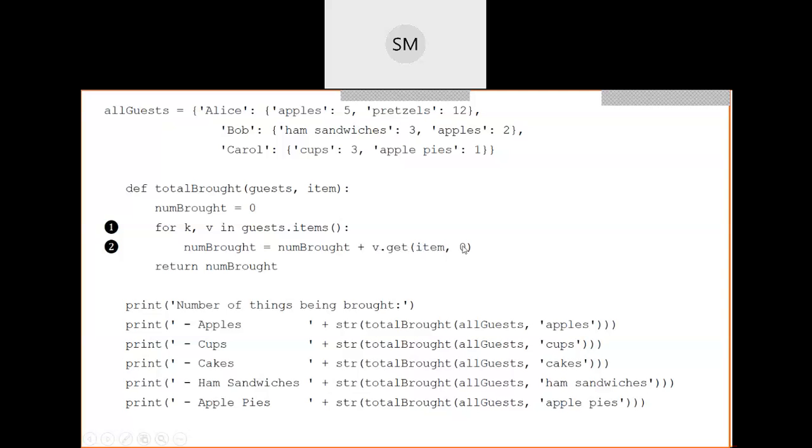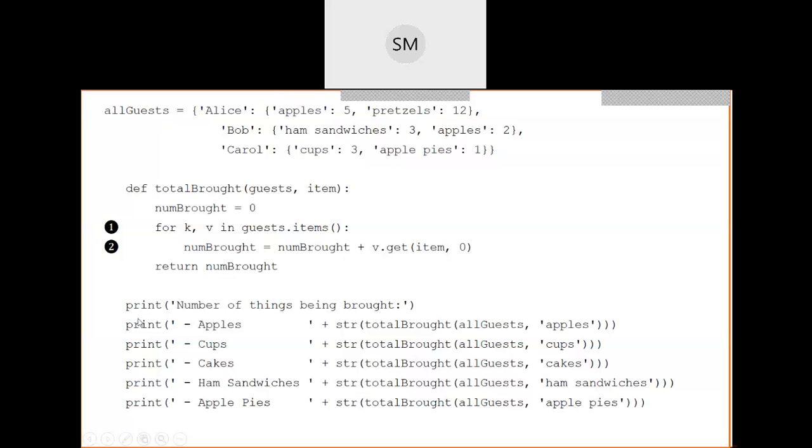Okay, so here we are using the v dot get method, where we are applying this get method to the variable v. It means that we are interested only in the values of this dictionary. We are not applying this get method on keys. We are applying it to values. Then at last this function is returning num brought. It means it is returning this value, number brought.